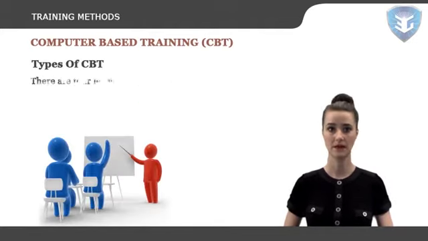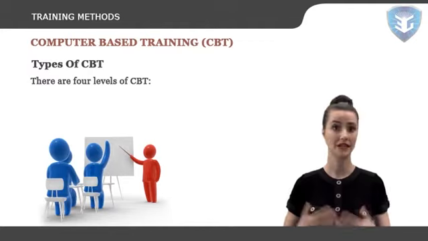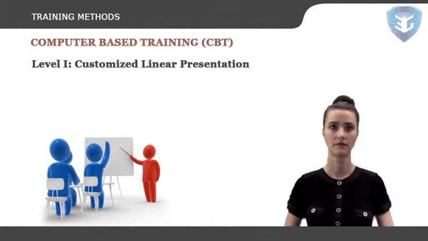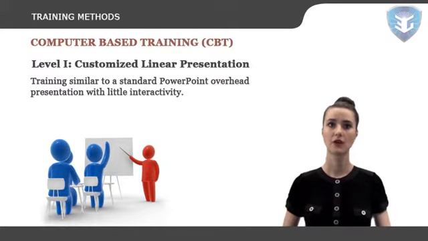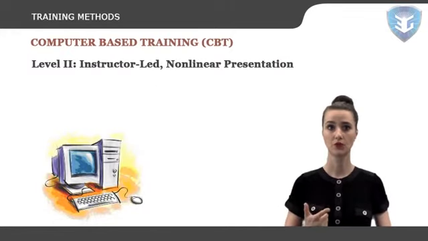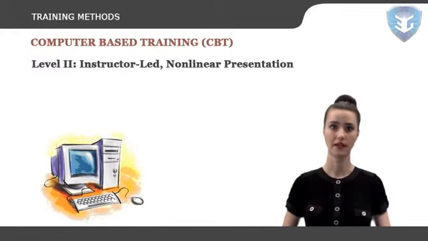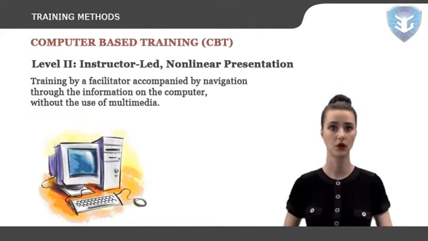Types of CBT. There are 4 levels of CBT, each based on the application's complexity and its level of interactivity with the user. Level 1. Customized linear presentation. Training similar to a standard PowerPoint overhead presentation with little interactivity. Level 2. Instructor-led, non-linear presentation. Training by a facilitator accompanied by navigation through the information on the computer, without the use of multimedia.